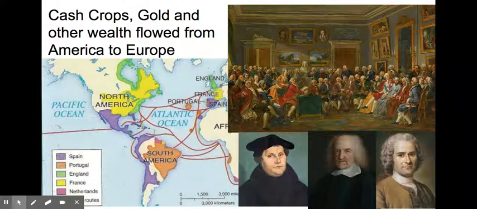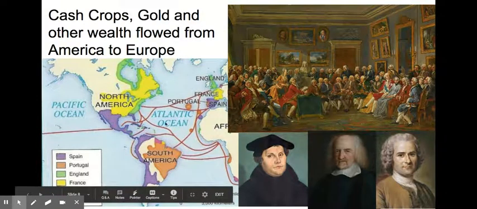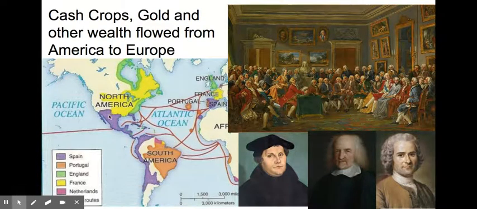Cash crops, gold, and other wealth flowed from America to Europe. The different European countries stole the wealth from South America, North America, and Africa and brought it back to Europe. Spain took wealth from all of these areas in purple, France from the areas in yellow, England from the areas in green, etc. Once that money arrived in Europe, those Europeans became very, very rich, and they started to have time to sit around and debate things and think about things.